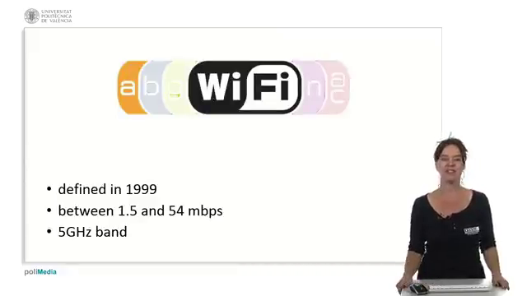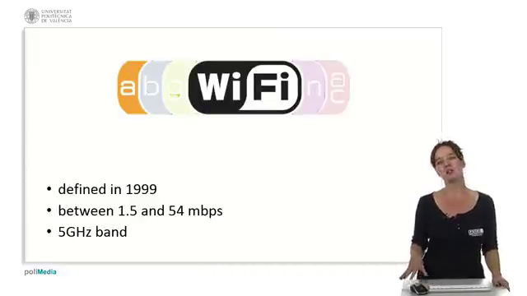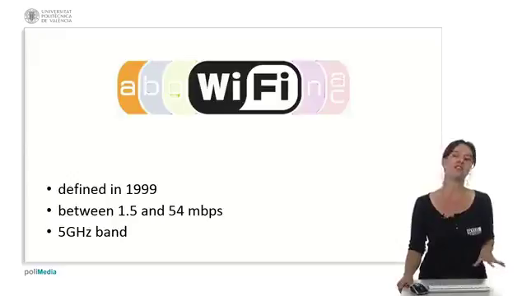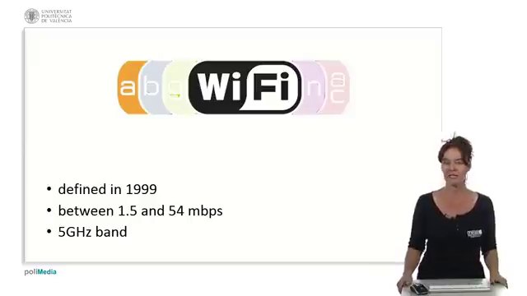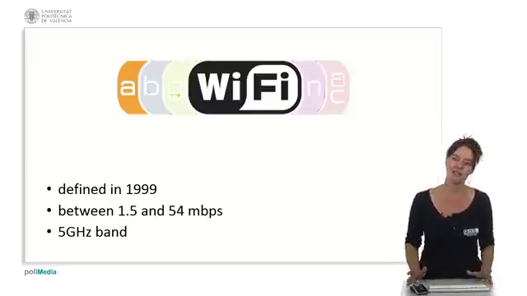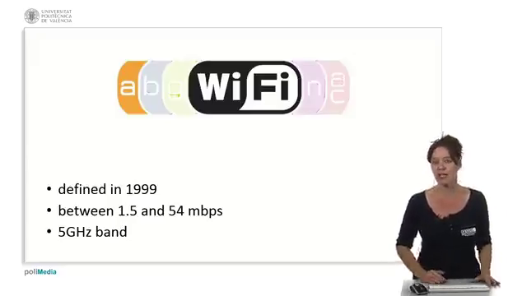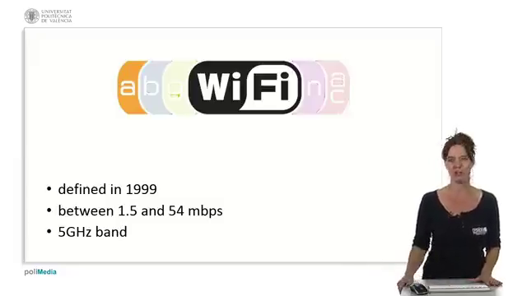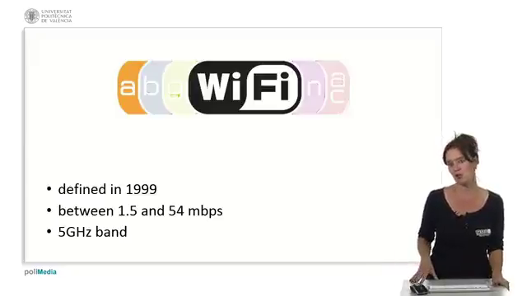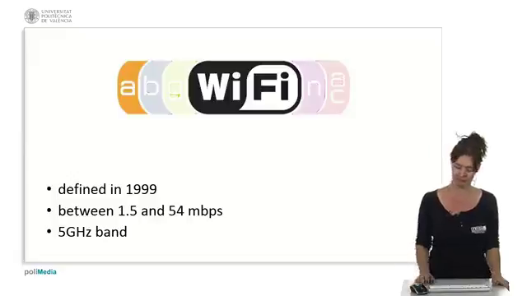802.11a was defined in 1999, and it allowed speeds between 1.5 and 54 megabits per second using the 5 GHz band divided in 12 or 13 non-overlapping channels. This has been used more in North America, as at first this band was reserved for other applications in Europe. So this band has the advantage of being less crowded than the 2.4 GHz band, and it has more non-overlapping channels. The disadvantage is that it has less range and penetration of obstacles because it has a higher frequency.